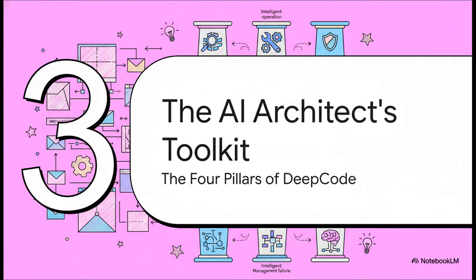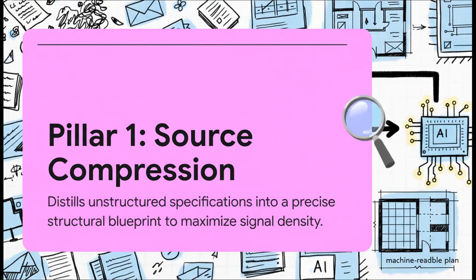So how does DeepCode actually do this? Well, it puts this strategy into practice with 4 core components, or pillars. You can think of these as the 4 essential tools in our new AI Architect's Toolkit. Each one is specifically designed to tackle one of those failures we just talked about. Pillar number 1 is source compression. A better way to think of it is the master blueprint.